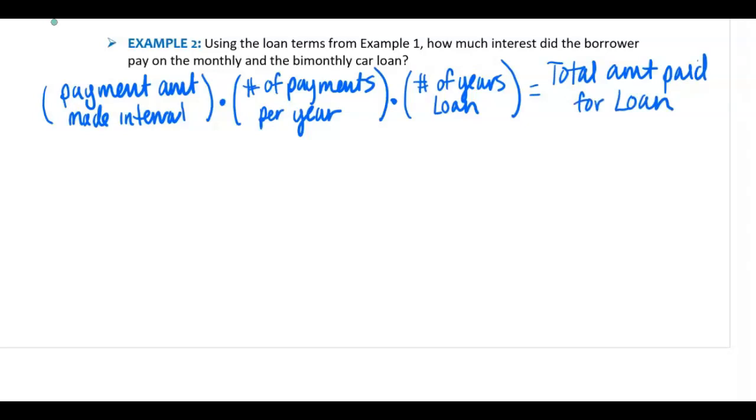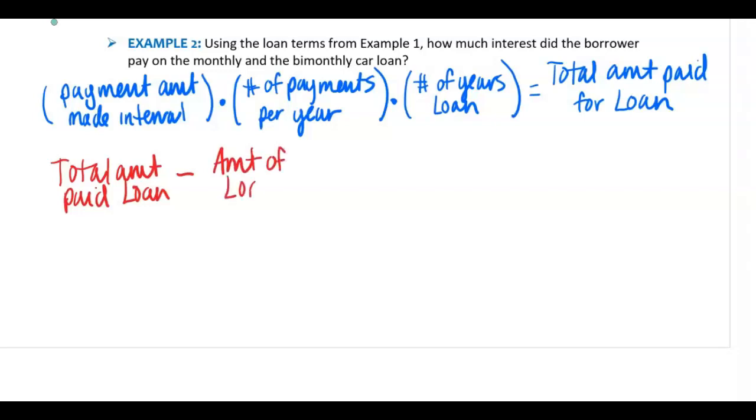Now, to find the interest paid on the loan, you take the amount we just got, the total amount paid for the loan, subtract by the actual amount of the loan, which would give us the interest paid on the loan.